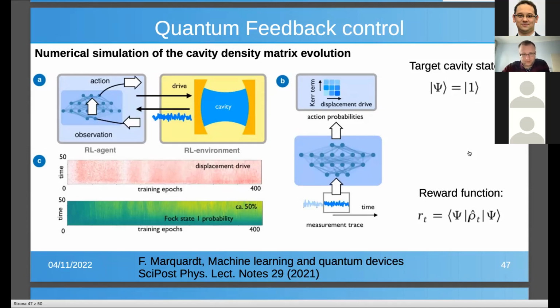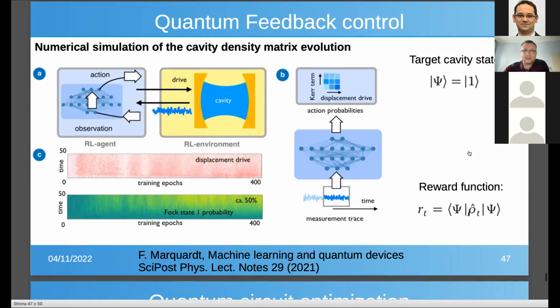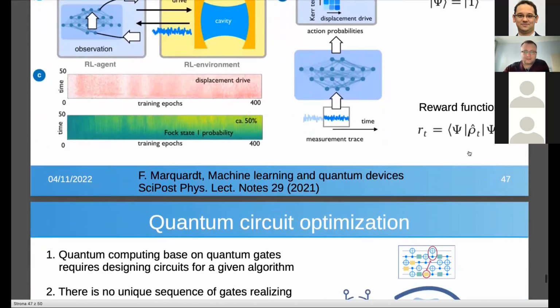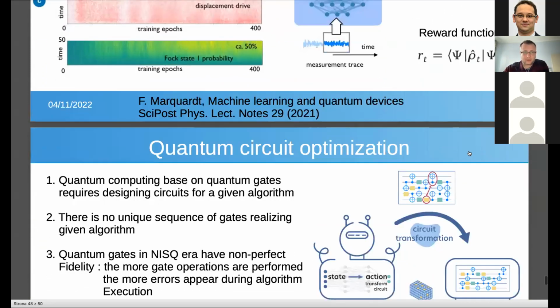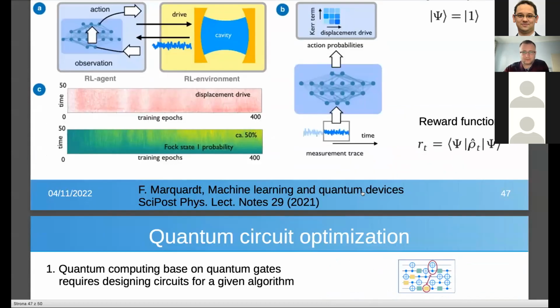So basically, this is a very simple idea on the conceptual level, but on the detail level, the policy gradient method was applied for this particular problem, where we have, of course, continuous state and action space, because we can continuously change the external drive of the laser. And I provide, of course, references for these works.